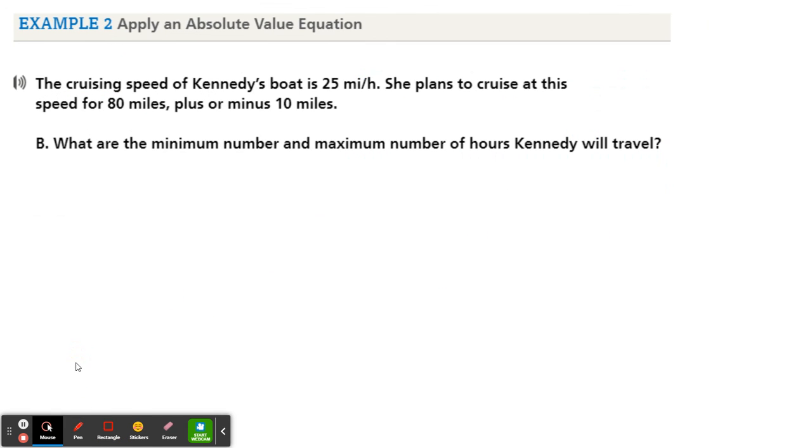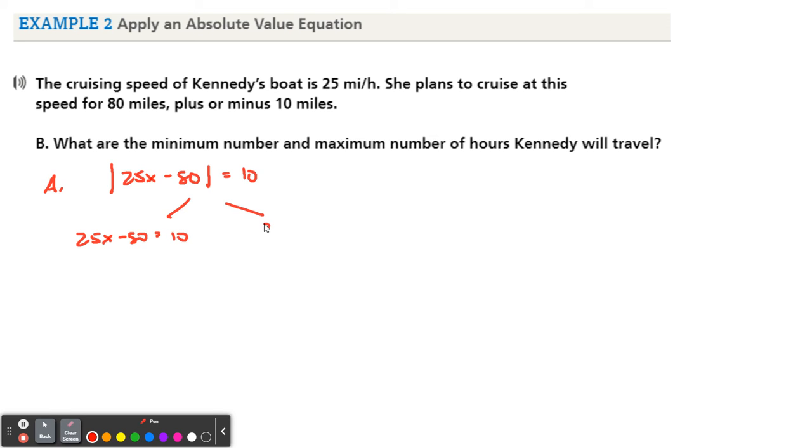Okay, so now I think part B is going to make a little more sense. So now let's go on to part B. Part B says the cruising speed of Kennedy's boat is 25 miles per hour. She plans to cruise at this speed for 80 miles plus or minus 10 miles. What are the minimum number and maximum number of hours that Kennedy will travel? So this is where we're going to take that equation from part A, which was the absolute value of 25x minus 80 equals 10. And we're going to split it up. 25x minus 80 equals 10. 25x minus 80 equals negative 10.